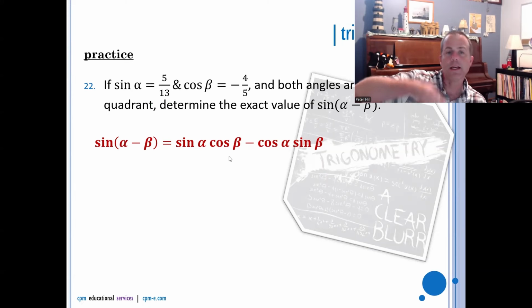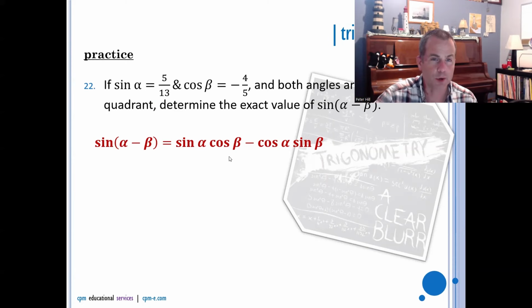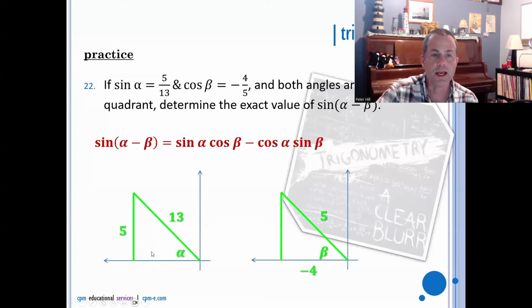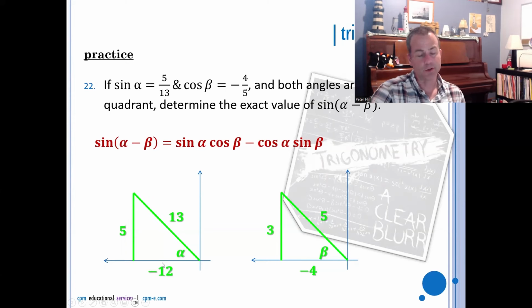So if sine is positive and cos is negative, that's going to happen in quadrant 2. So I'm going to actually draw out quadrant 2. And I know that my sine of alpha is 5/13. So that would be my opposite over my hypotenuse. And then I can Pythag my way to the base of this, which would be -12. I do need to call that -12, sorry, because the x values on that side of the y-axis are negative. Likewise, over here, I knew that cos of beta was -4/5, so that's adjacent over hypotenuse.